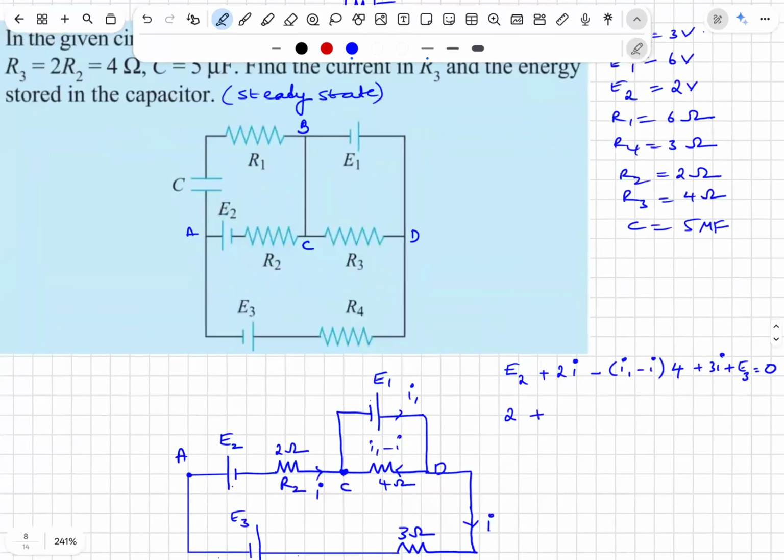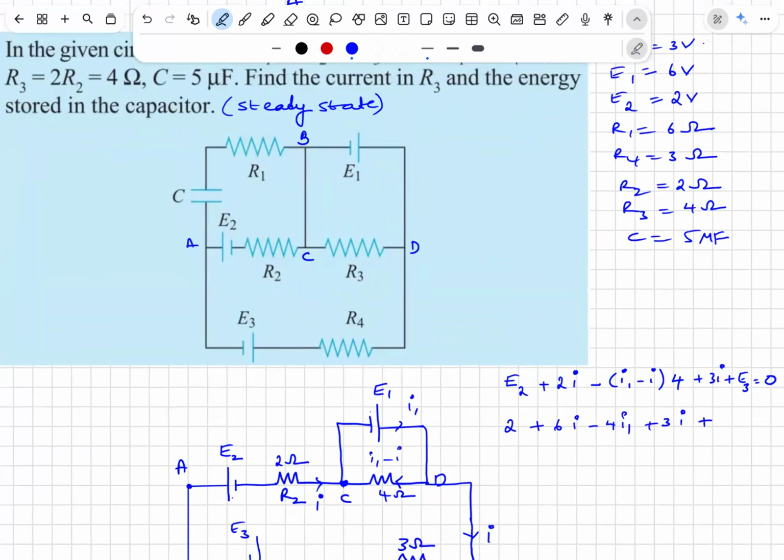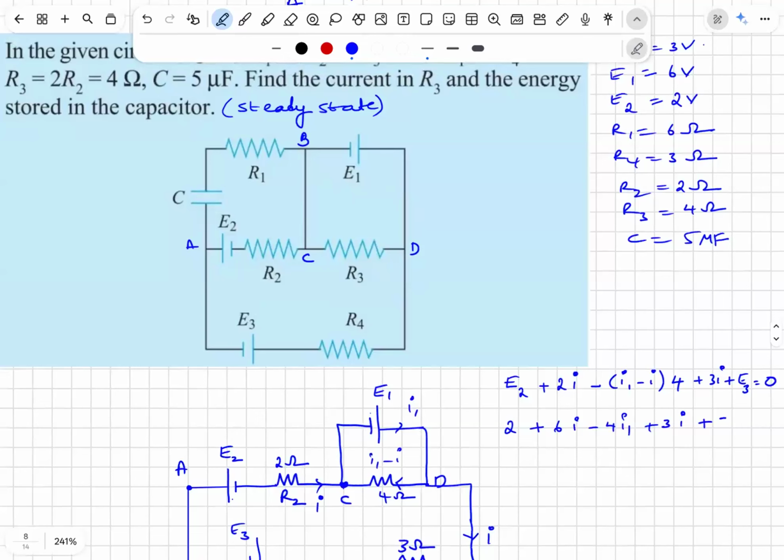2I plus 4I, 6I minus 4I1 plus 3I. E3 is 3 volts.